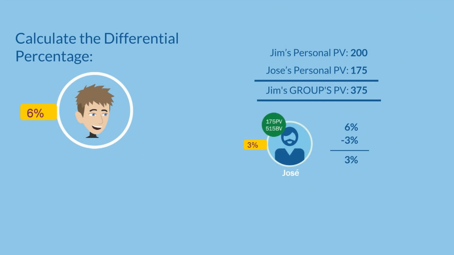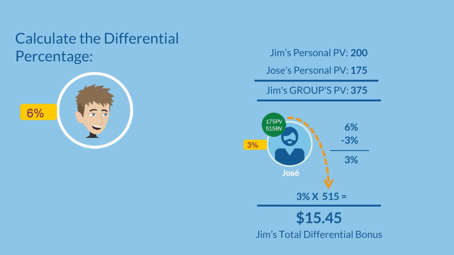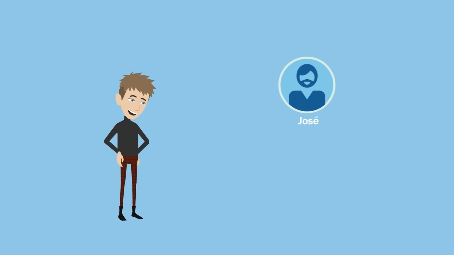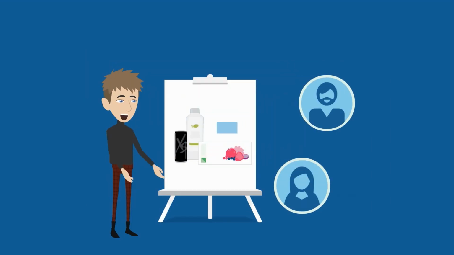Step 5. Now that we know the differential percentage, multiply that percentage by each of Jim's frontline group BV. 3% multiplied by 515 total group BV equals $15.45. Now Jim understands where that extra money came from, because there's only one frontline, Jose. He develops his team by teaching the principles on selling and sponsoring.